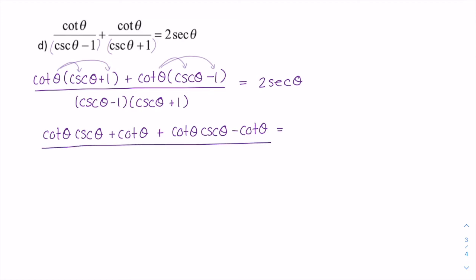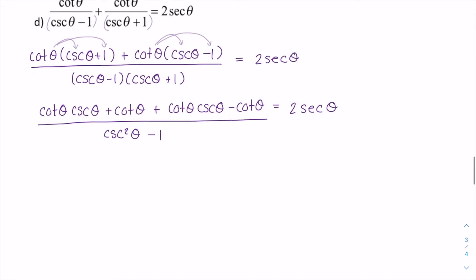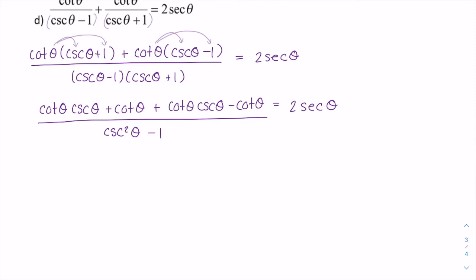And let's simplify the bottom as well. So we have cosecant theta minus 1 times cosecant theta plus 1, and that is a difference of squares, so we can simplify right to this. And we're still trying to make it equal to 2 secant theta. Now, in our numerator, we can simplify this a bit. So we can cancel out those, and we're left with 2 cotangent theta cosecant theta, all over cosecant squared theta minus 1, which we're trying to show is equal to 2 secant theta.